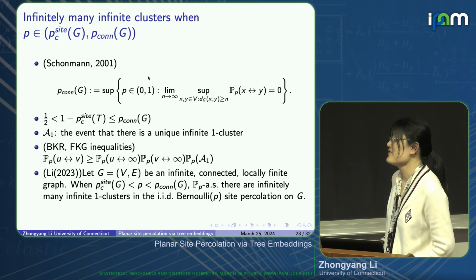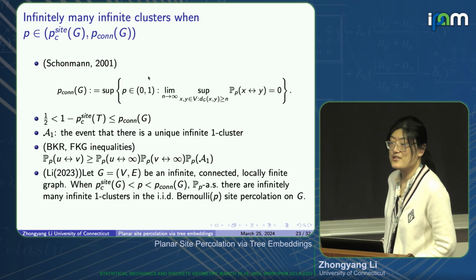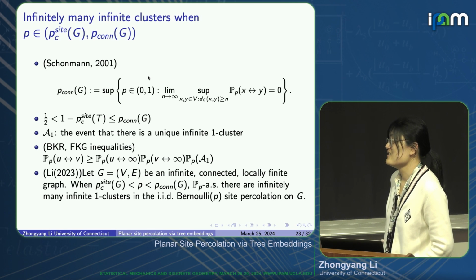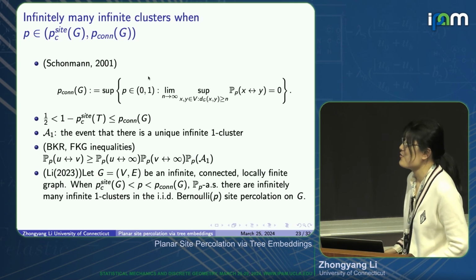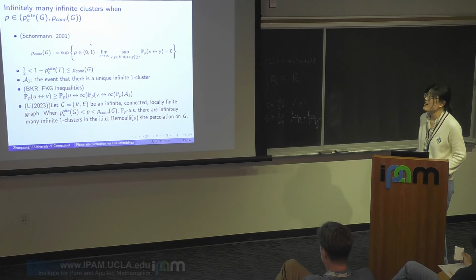But because both u and v are in V_{p,epsilon}, the probability that u is in an infinite cluster and the probability that v is in an infinite cluster are bounded below by the same constant, independent of u and v. As a result, the probability that there is a unique infinite one cluster has to be 0 whenever p is between p_c^site and the p_connection of G.